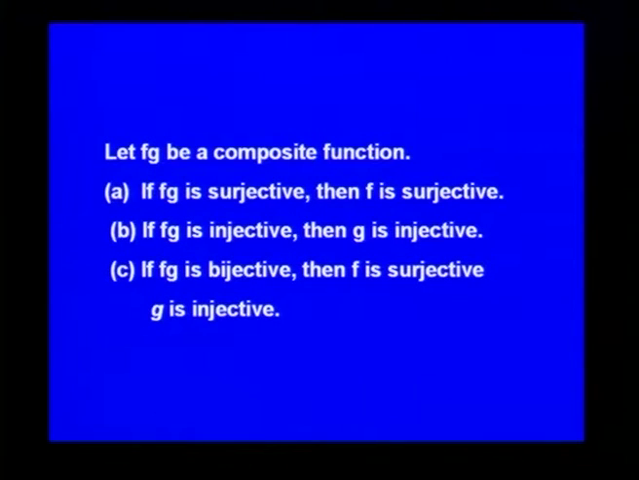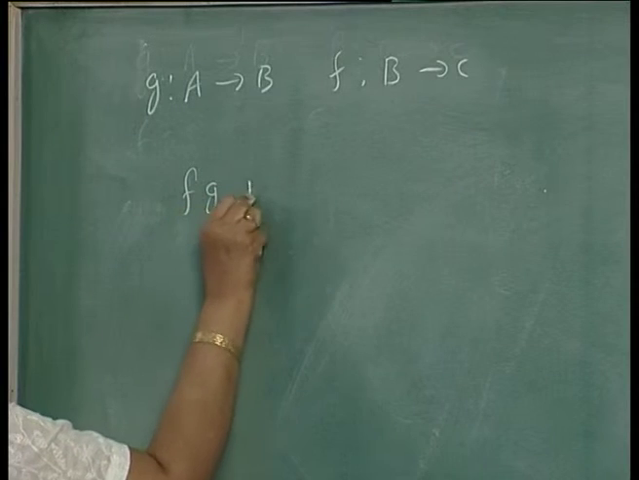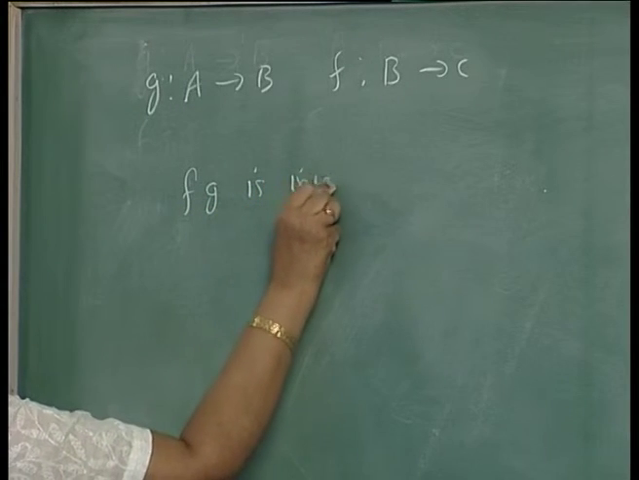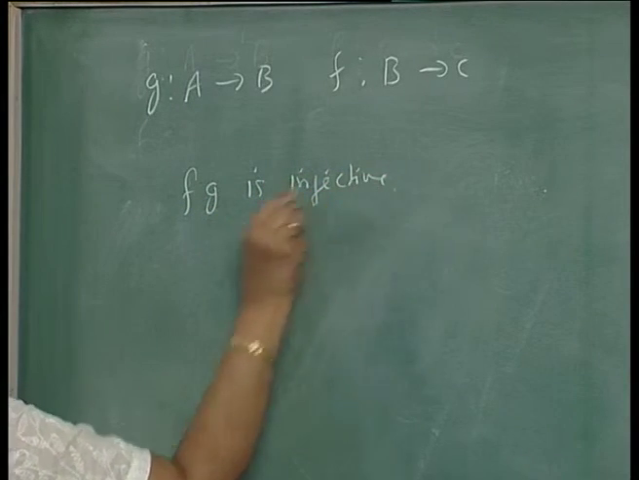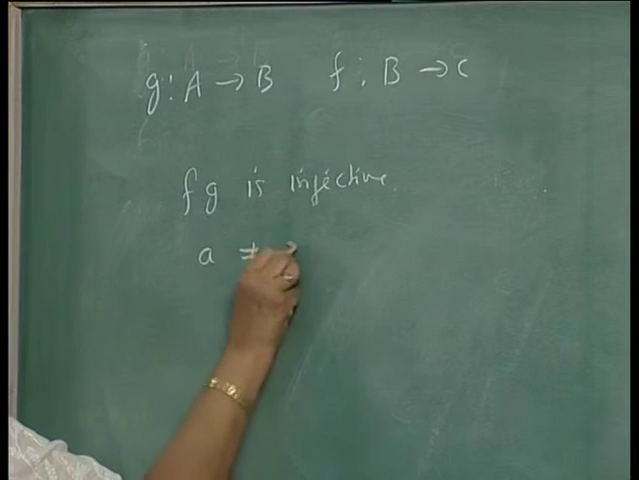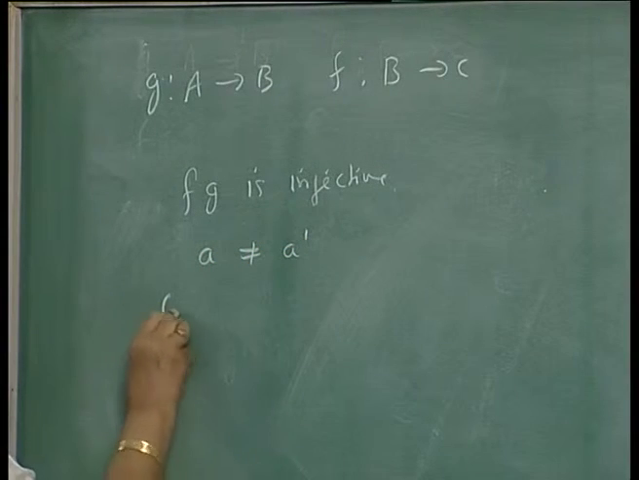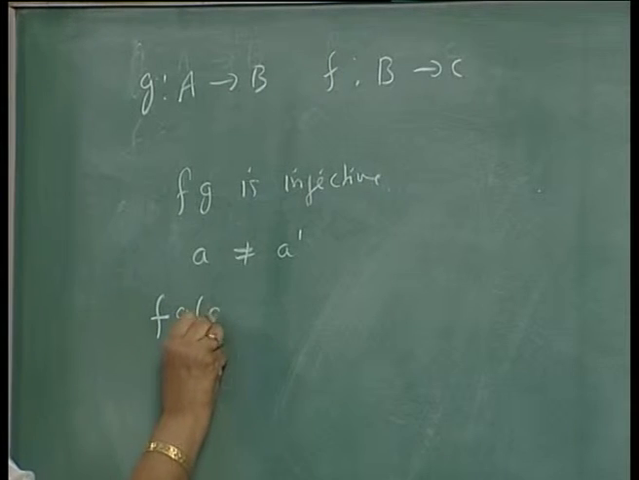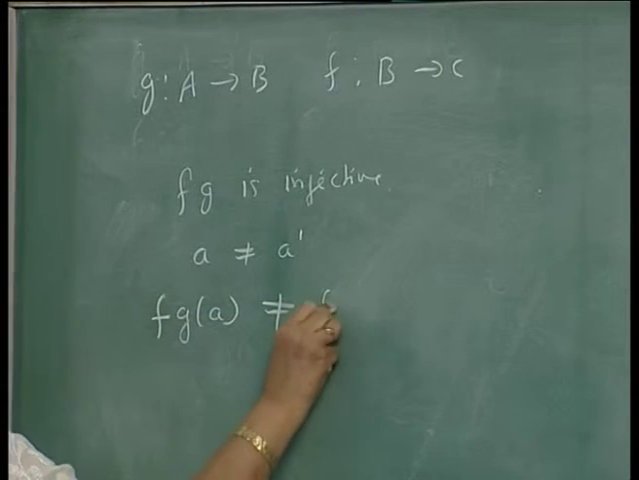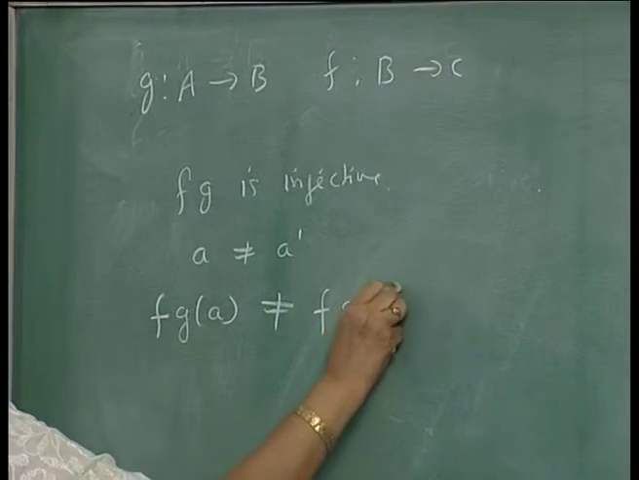g is injective in that case. So, we see that if f∘g is injective, then g is injective. How do you prove that? f∘g is injective. So, if you have a not equal to a dash, f(g(a)) is not equal to f(g(a dash)).